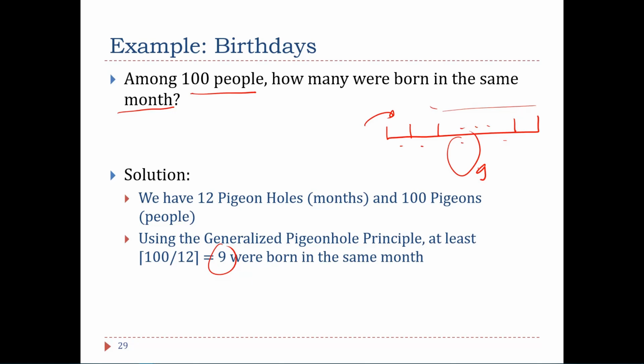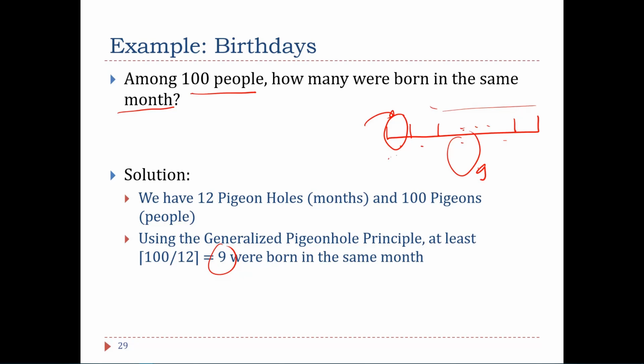Maybe 9 are there, and the 91 are in other months, but it's fine. Or maybe you put 99 in one of the boxes and one in another box, and you show me that there are plenty of months where you don't have anyone born in them. But the box that contains 100, or 99, or whatever number you want, already has at least 9 in it.